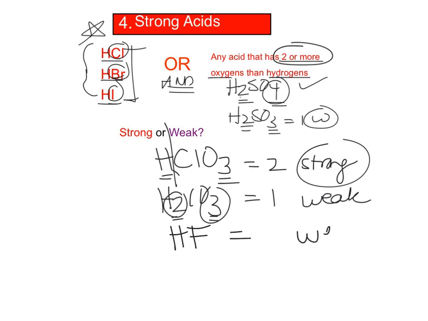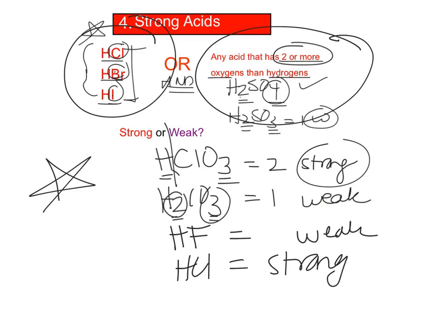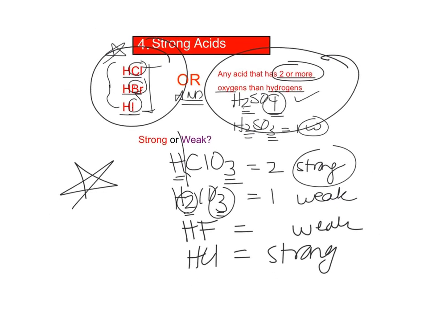If you said weak, you are correct. So notice there's no oxygens, that's this half of the rule, but the other rule is iodine, bromine, chlorine. Well, fluorine does not fit that category. Now, if I asked you about hydrochloric acid, this is considered a strong acid. This is something I would definitely star and highlight. It's easy to forget the strong acid rules.